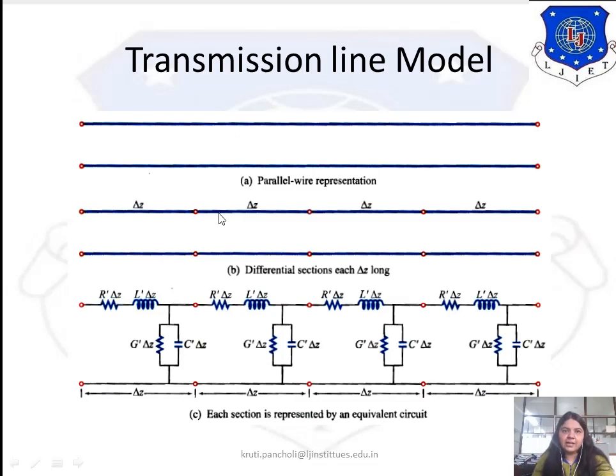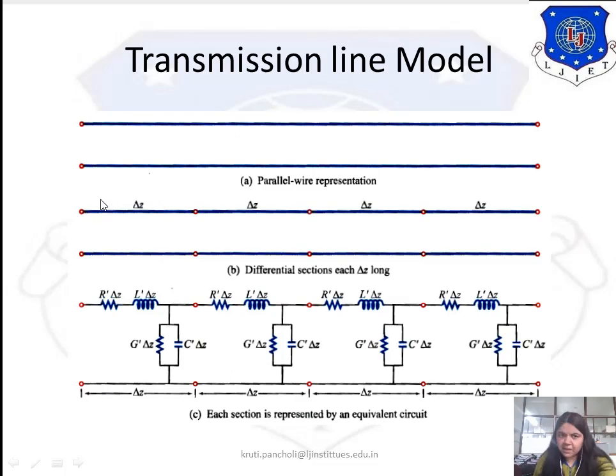Now, what are the primary constants of a transmission line? For that I am considering the parallel wire representation of the line. I am dividing these wires into small segments, representing each small segment as delta Z. This delta Z should tend to 0, meaning it is a very small length. Now we need to identify which primary constants are available in this small segment.